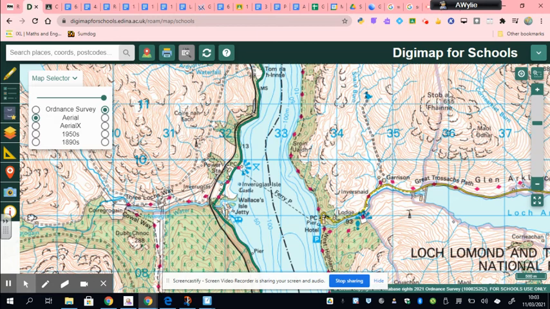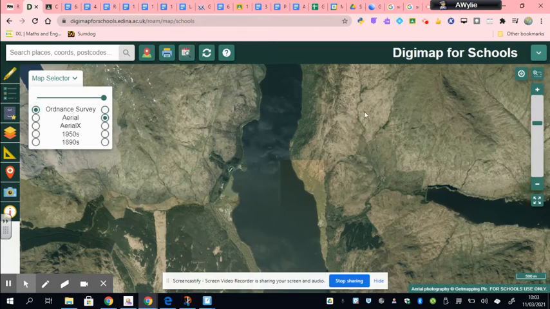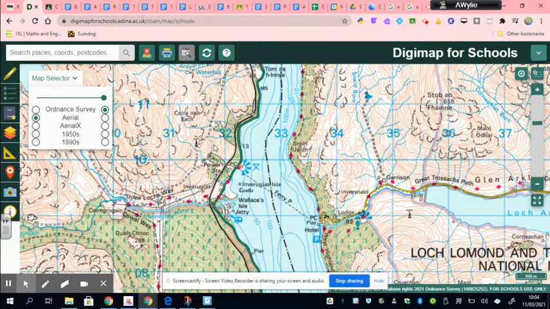We can see over here a hill of 655 meters. If we go back to the aerial photograph, that means that this hill over here, this point here, is 655 meters above sea level. Over here, this is a steep mountain slope, and we know that because the contours are very close together on the Ordnance Survey map.